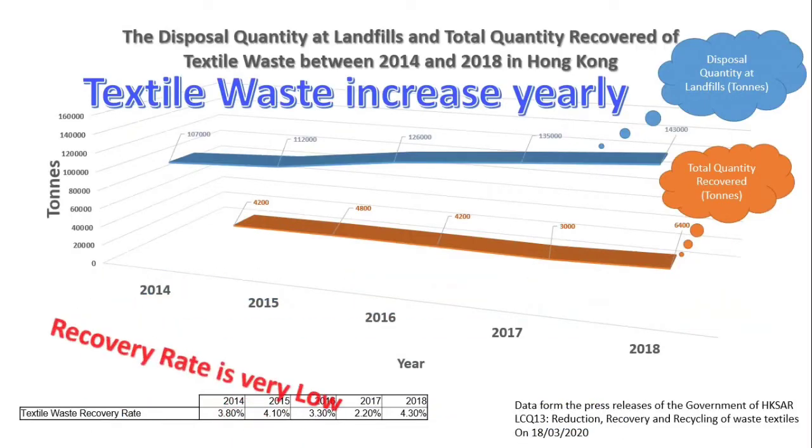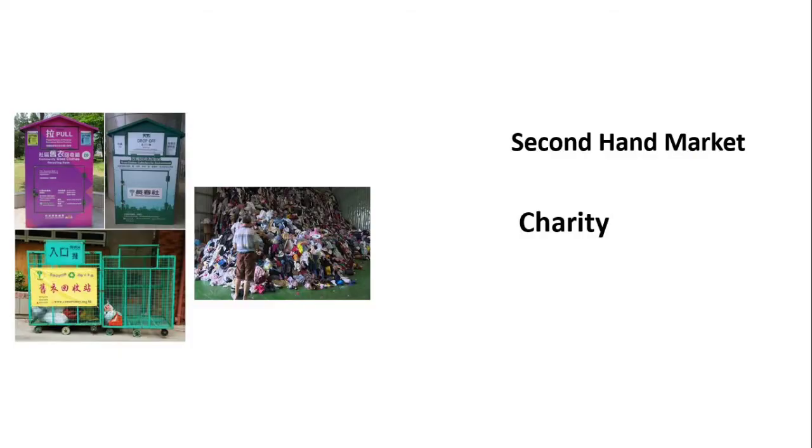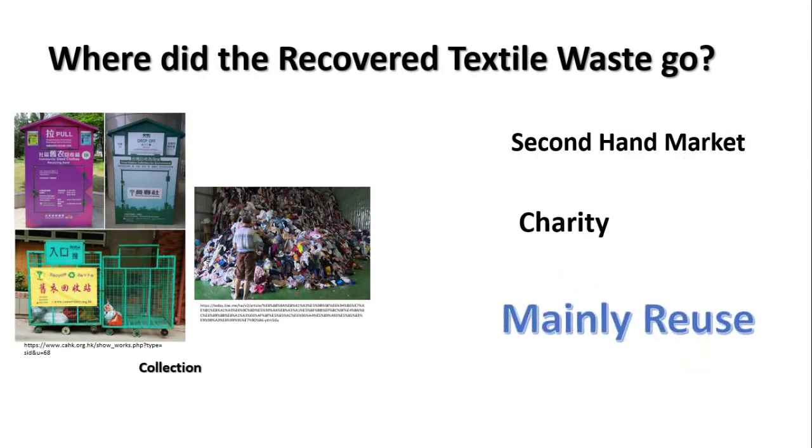According to the data from the Hong Kong government, the textile waste increased yearly. Most of the textile waste is disposed to landfill. The recovery rate is very low. Reuse is the main recovery method for textile waste.